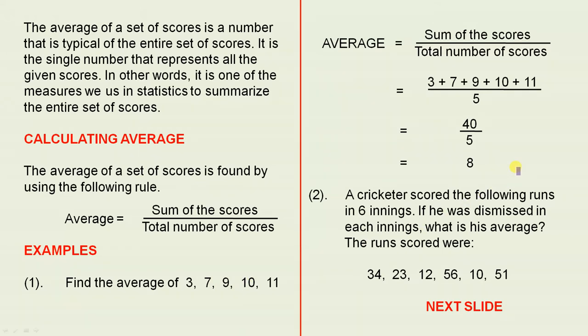Number 2. A cricketer scored the following runs in 6 innings. If he was dismissed in each innings, what is his average? The runs scored were, so they are the 6 innings, they are the runs scored, and he was dismissed each time. So let's have a look at the next slide.